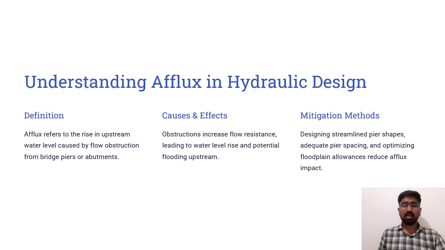Understand the afflux in hydraulic design of bridges. Definition: afflux refers to the rise in upstream water level caused by flow obstructions from bridge piers or abutments. Afflux is the rise in water level upstream of a bridge due to the narrowing of the waterway caused by bridge construction. It can cause flooding and damage if not managed properly. Causes and effects: obstruction increases flow resistance, leading to water level rise and potential flooding upstream. Mitigation methods: designing streamlined pier shapes, adequate pier spacing, and optimizing the floodplain allowance to reduce afflux impacts.